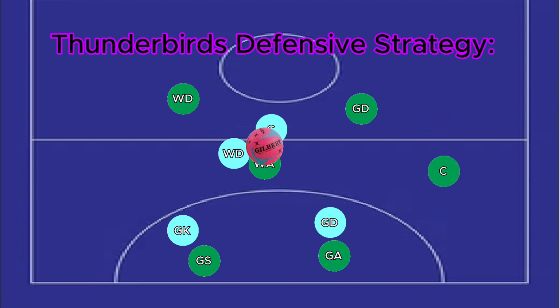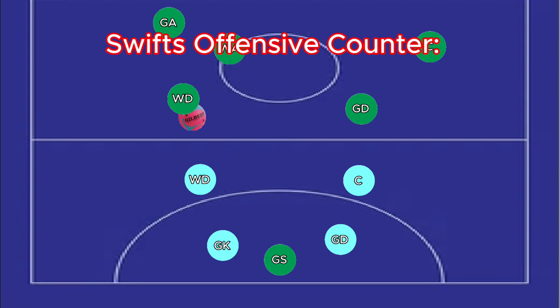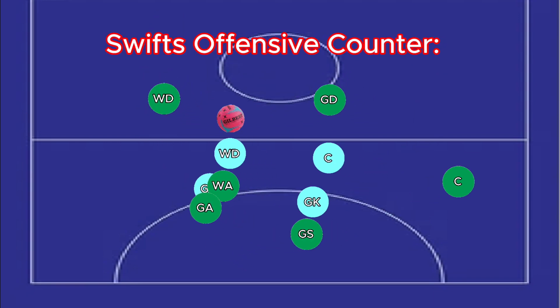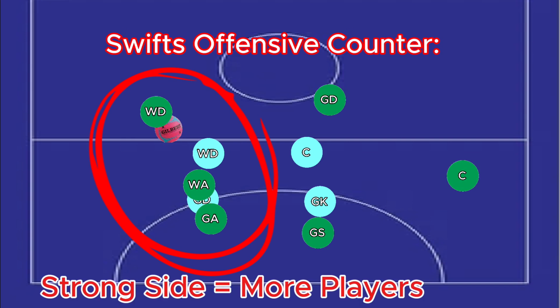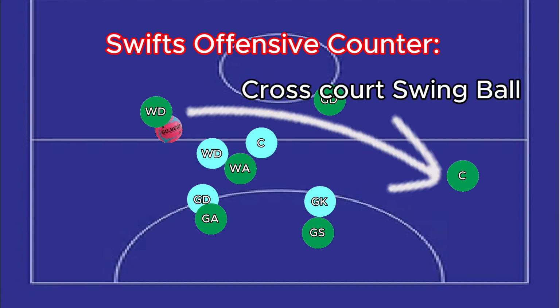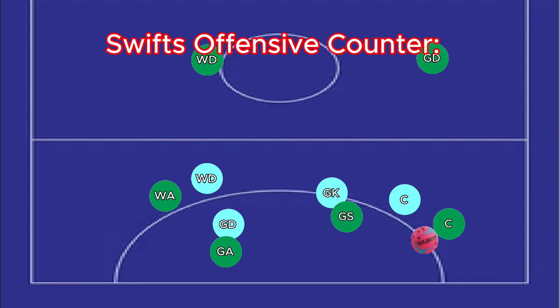And your goalkeeper and goal defense hunt at any long passes into the pockets of the court. So what that means for the Swifts is that you should look for an easy loaded stack on the strong side of the court. And if that gets jammed up by the defense, then we try to safely swing the ball to the weak side before the defense can recover.